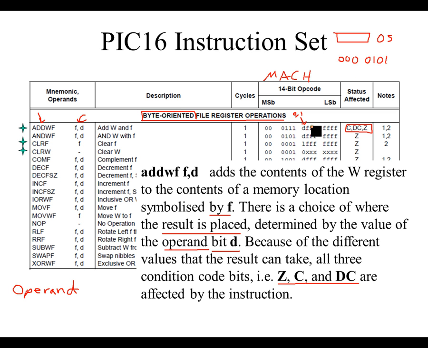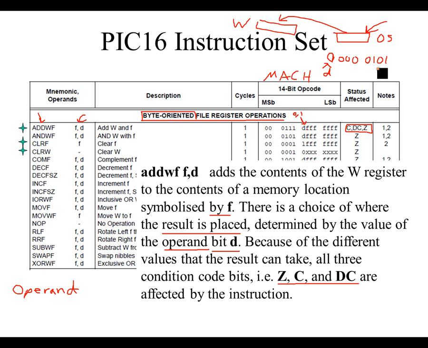And then if you want to store the result back in this location, if you want to put the result of that addition back in here, then you'd set this D to a 1, so you'd have a 1 here. But if you want to store it in the W register, so if you want the result to go over here in the W register, then you'd have to set this to 0. So this is the D, or the destination location.